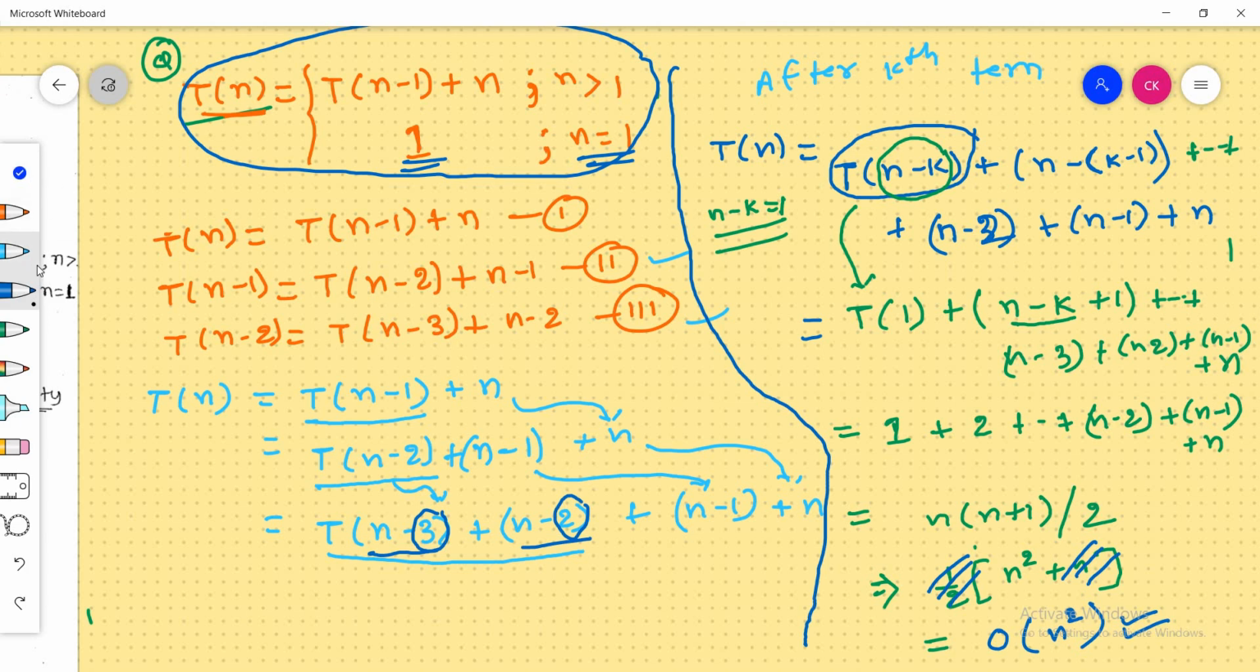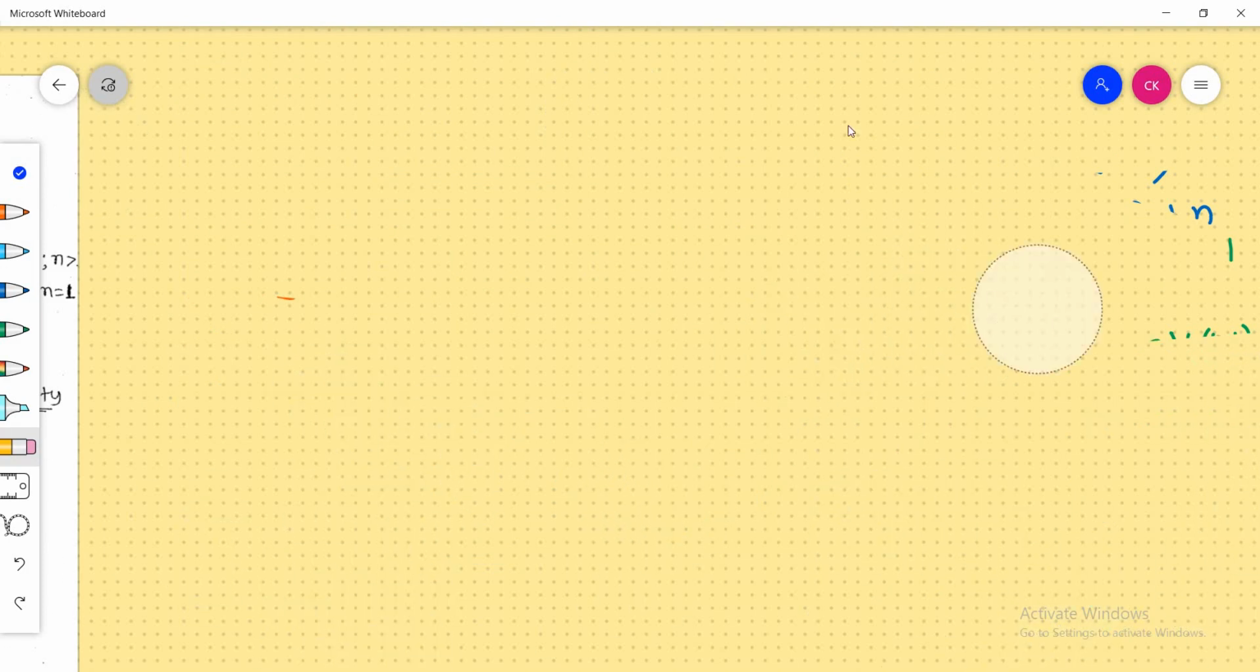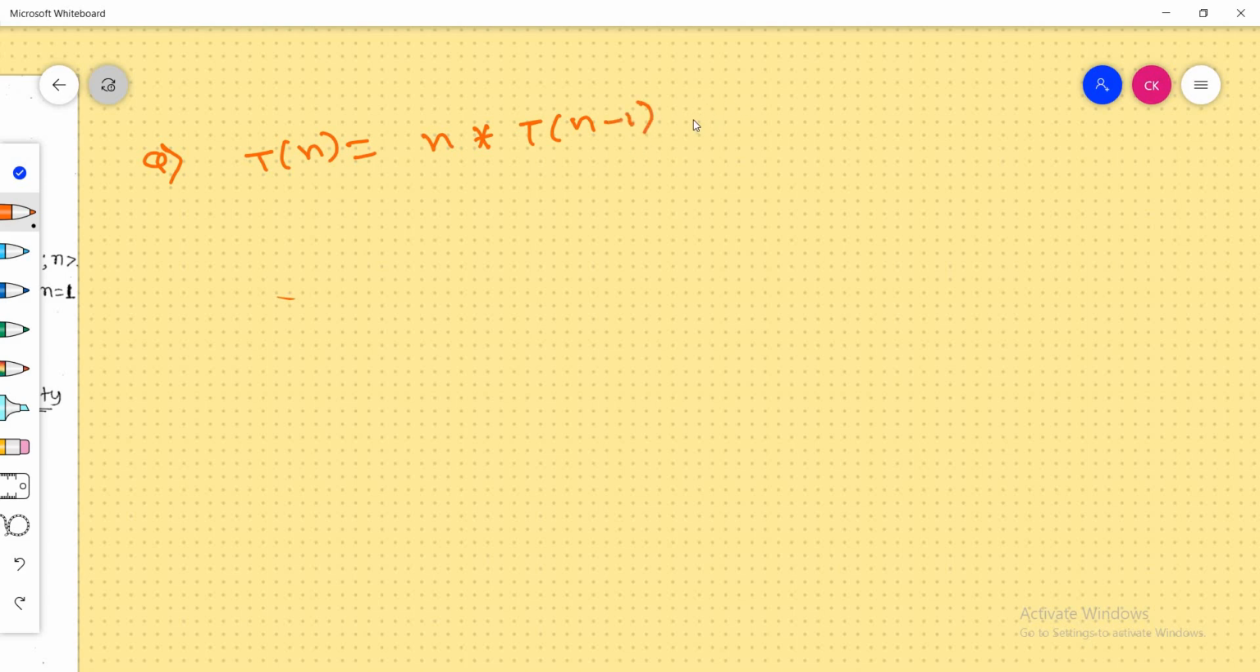Okay, so now I will give you some questions and you try to solve them. Unless and until you solve so many questions, the concept won't be clear. So the next question is T of n is equal to n into T of n minus 1, where the condition is n greater than 1, and this will be 1 for n is equal to 1. You please try to solve it.